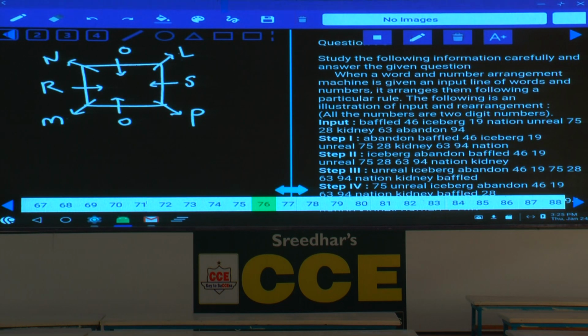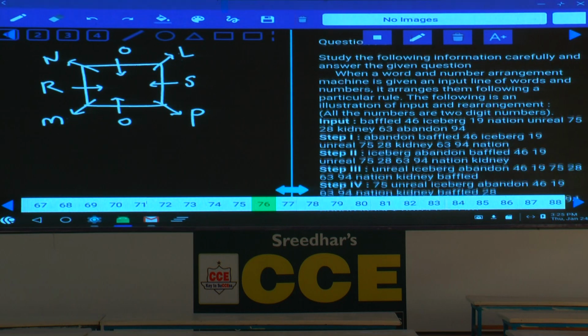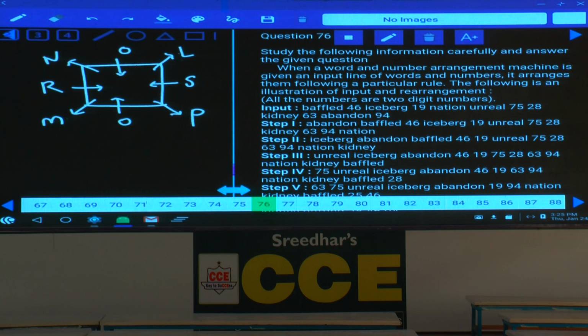When a word and number arrangement machine is given an input line of words and numbers, it arranges them by following a particular pattern or particular rule. The following is an illustration of input and its rearrangement. All the numbers are 2-digit numbers. Yes, what is input here?